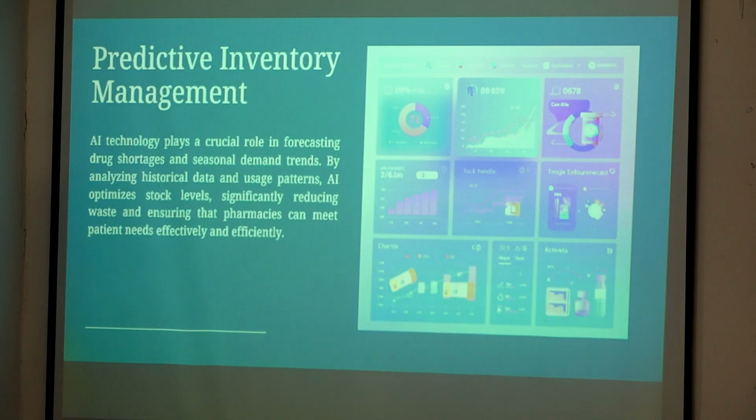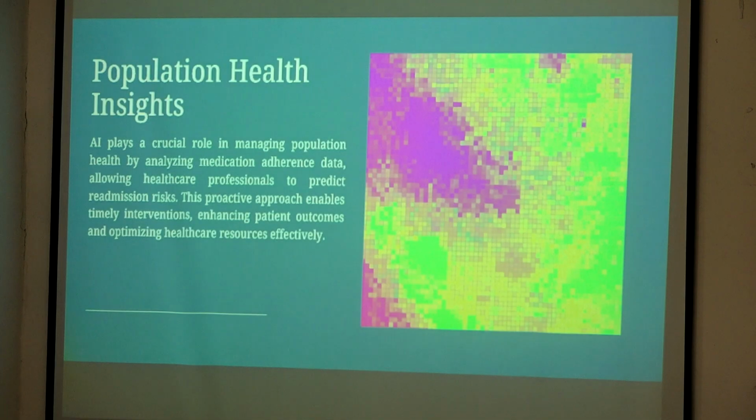What are the drugs moving fast, what are the drugs we need to give least importance, and what are the drugs we need to arrange moderately, all those things. And population health insights: analyzing medication adherence data, allowing healthcare professionals to predict readmission risks. So this is the population health insights. So we can prevent the readmission also.